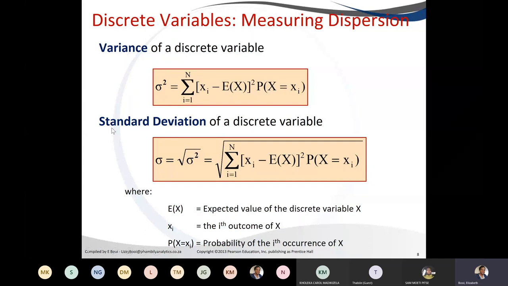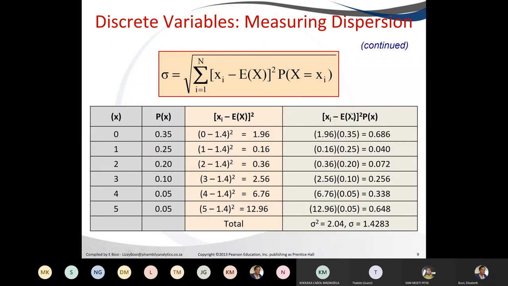To calculate the standard deviation, we just take the square root of the variance. Your E(X) is your expected mean, your xi is your outcome, and your P(x) is your corresponding probability. And once you have that, you will have calculated your standard deviation when you take the square root of the variance. So let's look at an example.